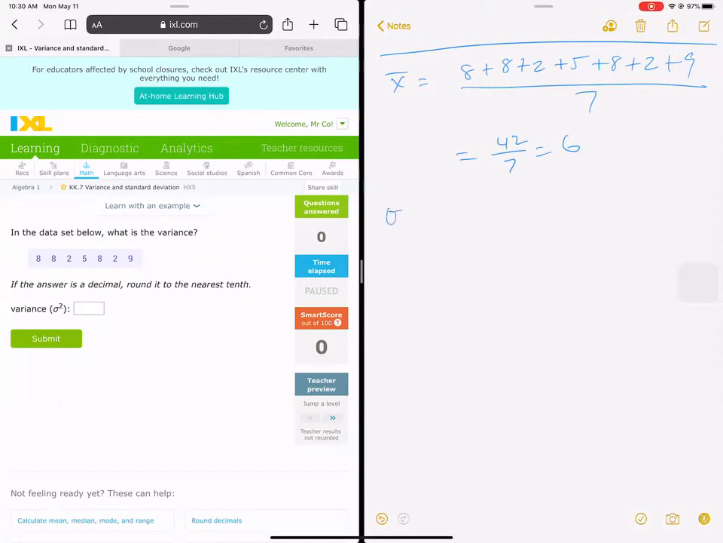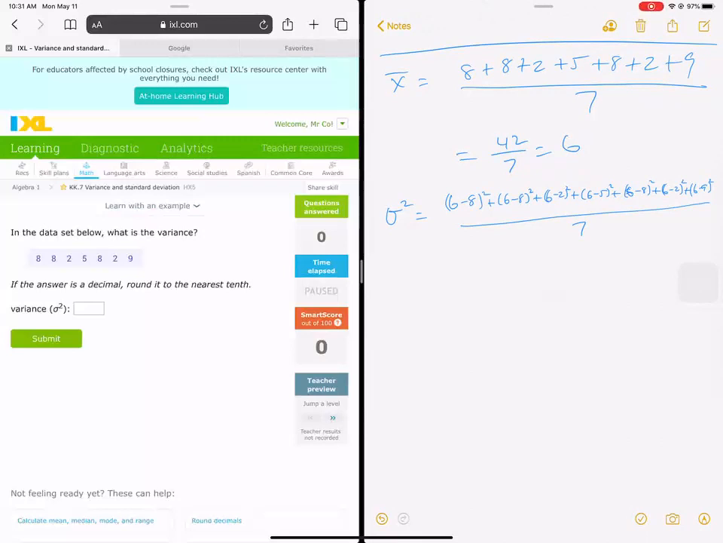Then our next step to find variance, so sigma squared, we subtract 6 minus 8 squared plus 6 minus 8 squared plus 6 minus 2 squared plus 6 minus 5 squared plus 6 minus 8 squared plus 6 minus 2 squared plus 6 minus 9 squared, all over the number of terms that we had, which is 7. So the idea is that we're finding the average of the squared distances, because we're subtracting all the differences and we're squaring them. Now, this will be a big number, but we can rewrite it before we divide it.